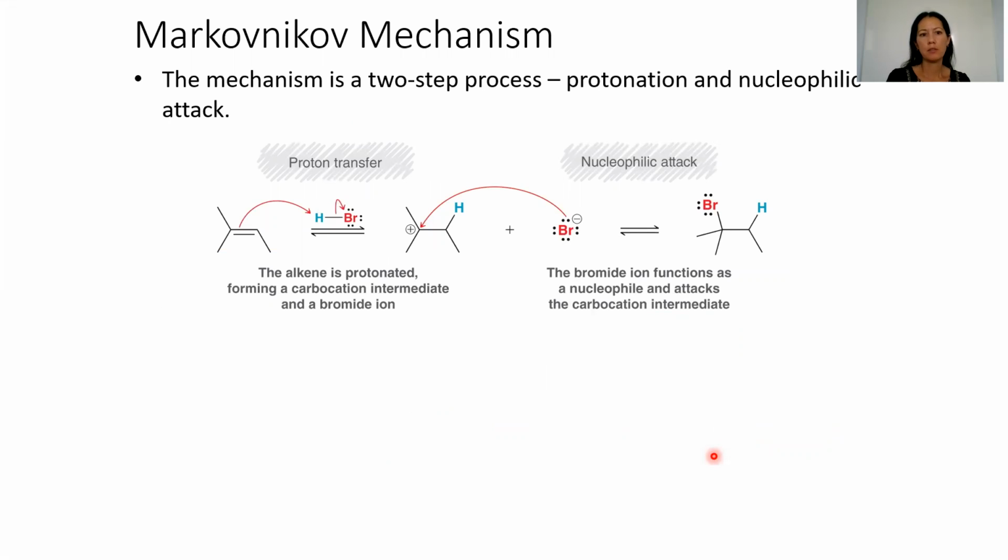You need to know the mechanism to understand this fully. You break the pi bond, you add the H, you generate this carbocation. This then can be attacked by the nucleophile, Br minus, and you end up getting your alkyl bromide product.